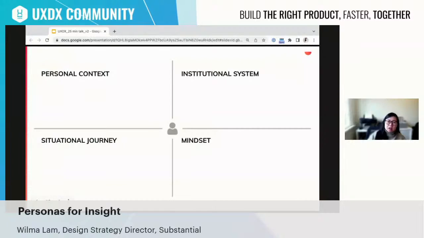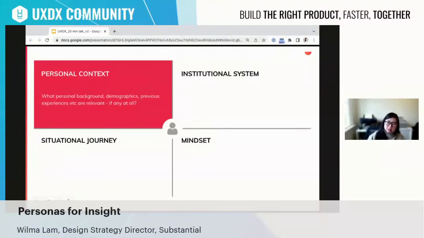And what we identified across different projects and industries is that there are 4 general areas of influence that shape the needs and experiences of users. And these seemed pretty consistent from what we were seeing. And that was personal context, institutional system, situational journey, and mindset.